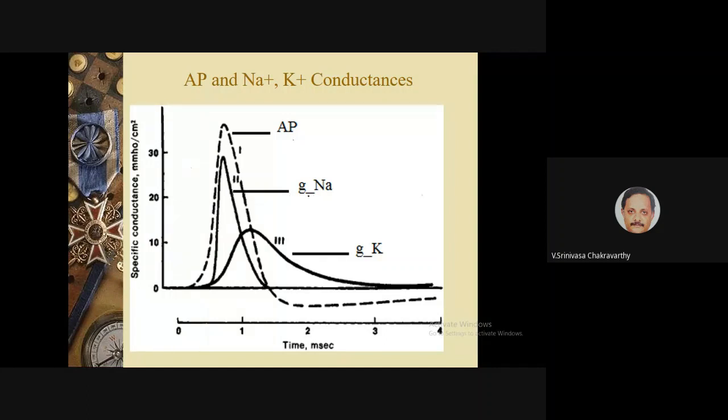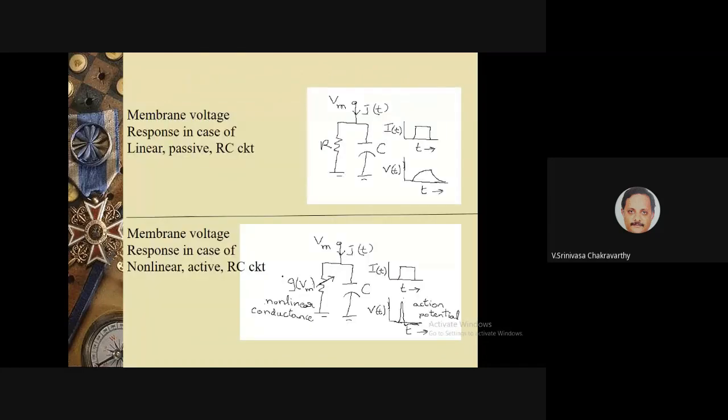So GNa, that is sodium conductance, right, rises quickly and also falls quickly, as shown in this second curve, right, and GK, which is potassium conductance, rises slowly and falls even more slowly, which is shown by this dark curve in the bottom. It is this difference in the delays and difference in the amplitudes, right, that causes this nice voltage waveform that we call the action potential.